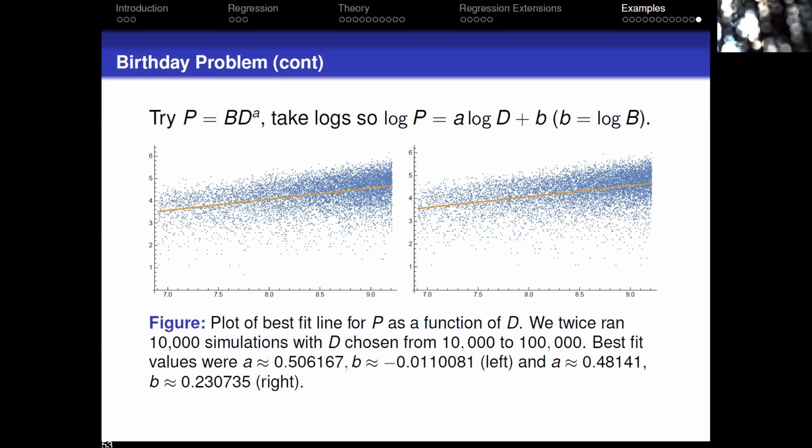And so I just did some plots. I did 2 different simulations of 10,000 simulations with d chosen from 10,000 to 100,000. Calculated the best fit lines. I took logarithms, and I got, in the first case, 0.506 for a, for the second, 0.481. So pretty close to a half. It's sniffing out that exponent. And again, as before, it's having trouble with the intercept. All right. So this finishes the main part of the lecture.